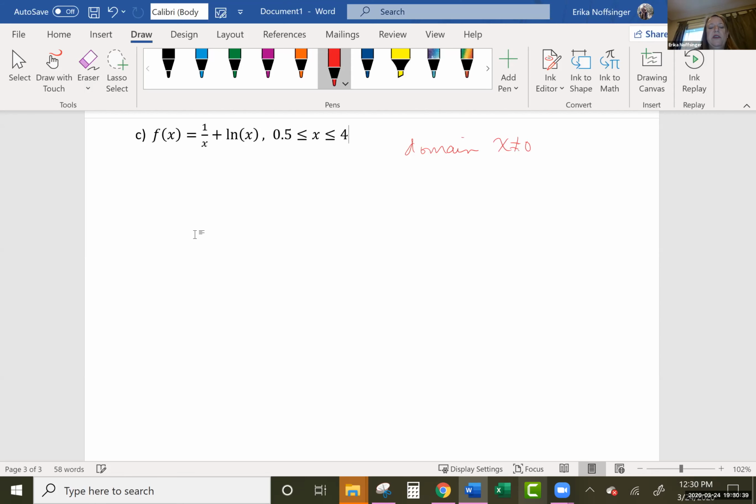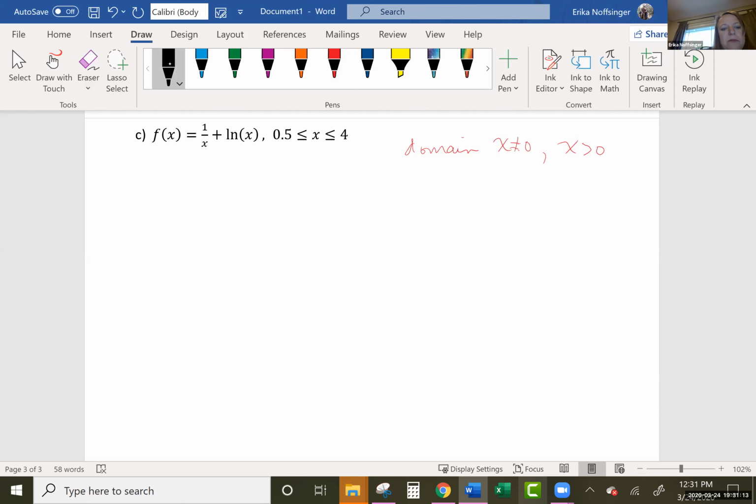But also, if you look at the term natural log of x, by definition x had to be greater than 0. And so we're okay because the interval we were given was between 1/2 and 4, including the endpoints. The first thing we want to do is look at the derivative and find when the derivative is equal to 0.